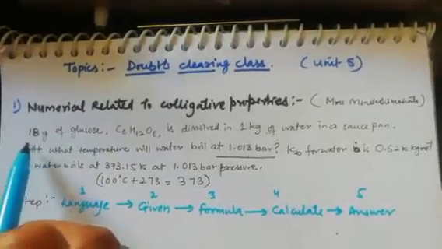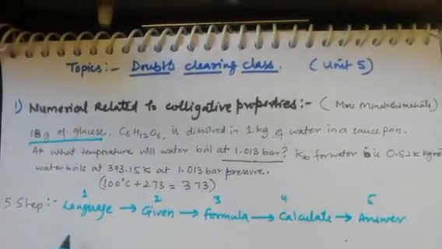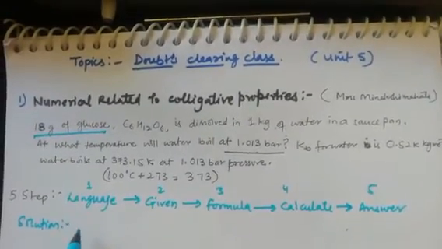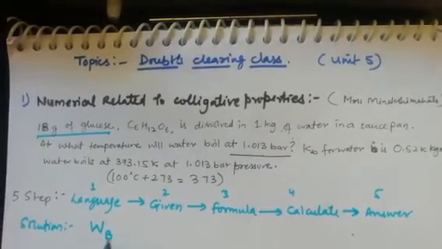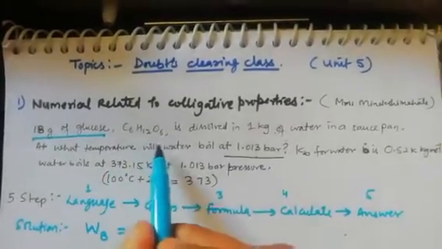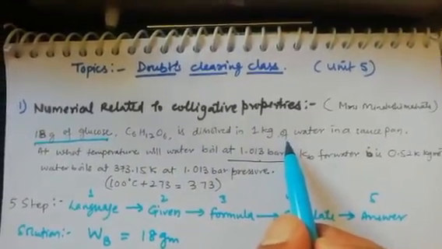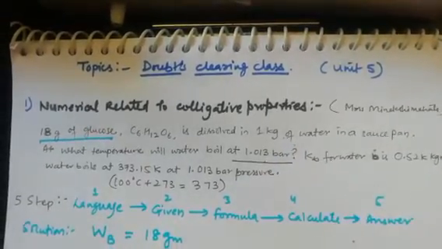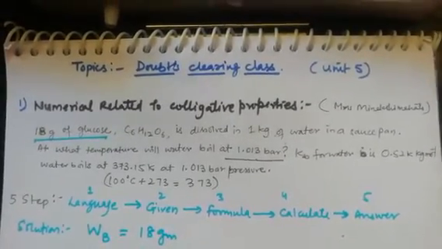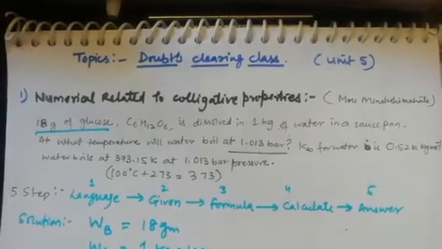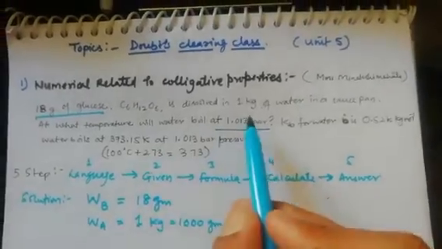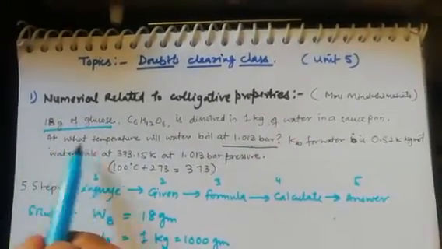The language says 18 gram of glucose. It means the mass of solute, WB, is 18 gram. Second, is dissolved in 1 kilogram of water. So 1 kilogram of water is WA. 1 kilogram needs to be converted into 1000 gram, so we can write it as 1000 gram. Then it is written, in a saucepan, and at what temperature will water boil?